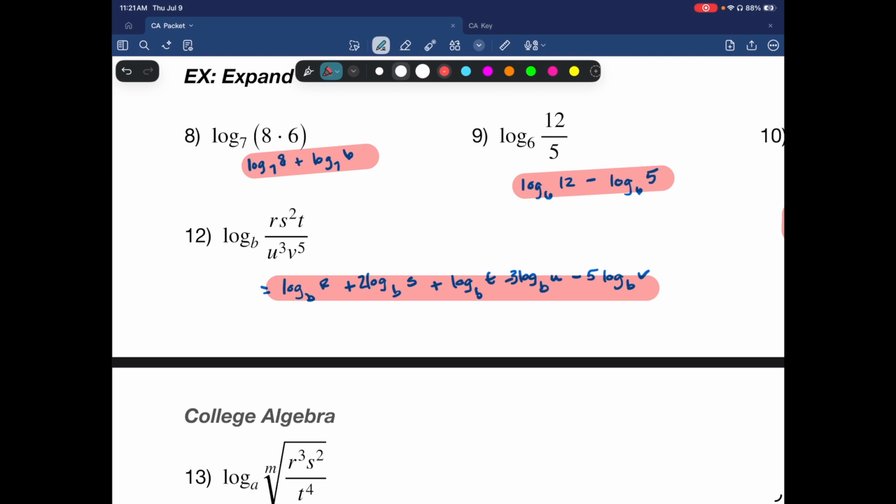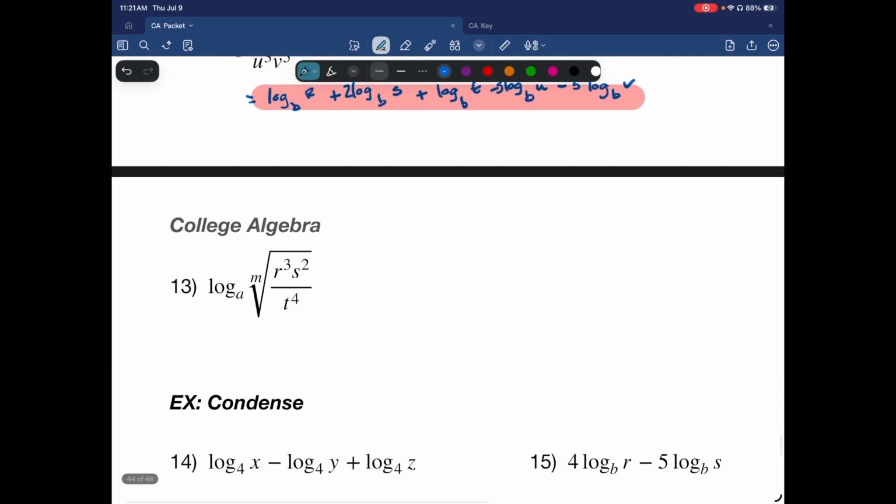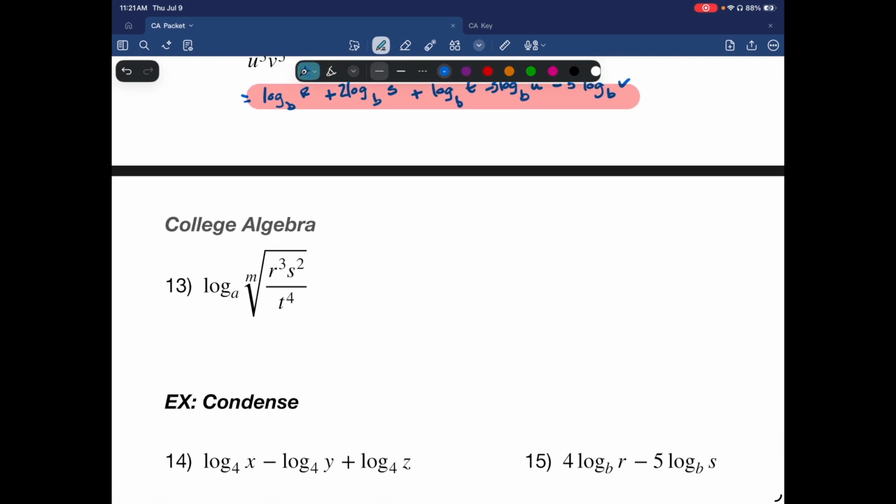All right, let's do another one. This one we got a root. So let's write the root as a fractional exponent before we go any further. So we got log base A of R cubed S squared over T to the 4th, all raised to the 1 over M.